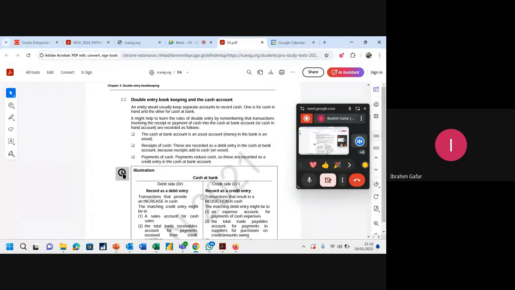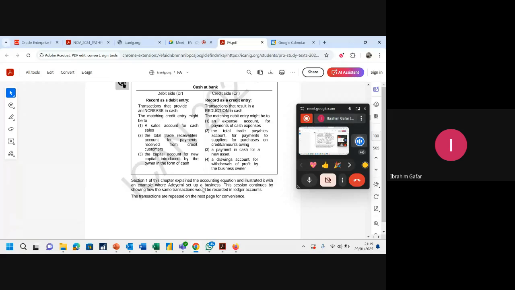Now, we have the double entry principle and cash accounts. I'm not sure there's any big deal in all these things. They're just trying to say when money enters the cash account, it increases. When money goes out, it decreases. When you're settling expenses, it decreases. When you're settling trade payables, it decreases. When you take from the money, it decreases.